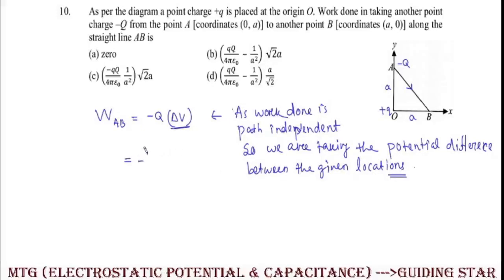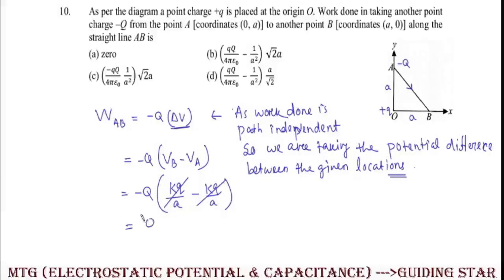So minus Q into delta V. Delta V is nothing but VB minus VA, as we are moving the charge from A to B. A is the initial location, B is the final location. So potential at B minus potential at A. So minus Q, and potential at B will be KQ divided by a, and potential at A will be KQ divided by a. So both are equal. That means the potential difference is 0, so the work done will be 0. Clear? So work done will be 0 over here.